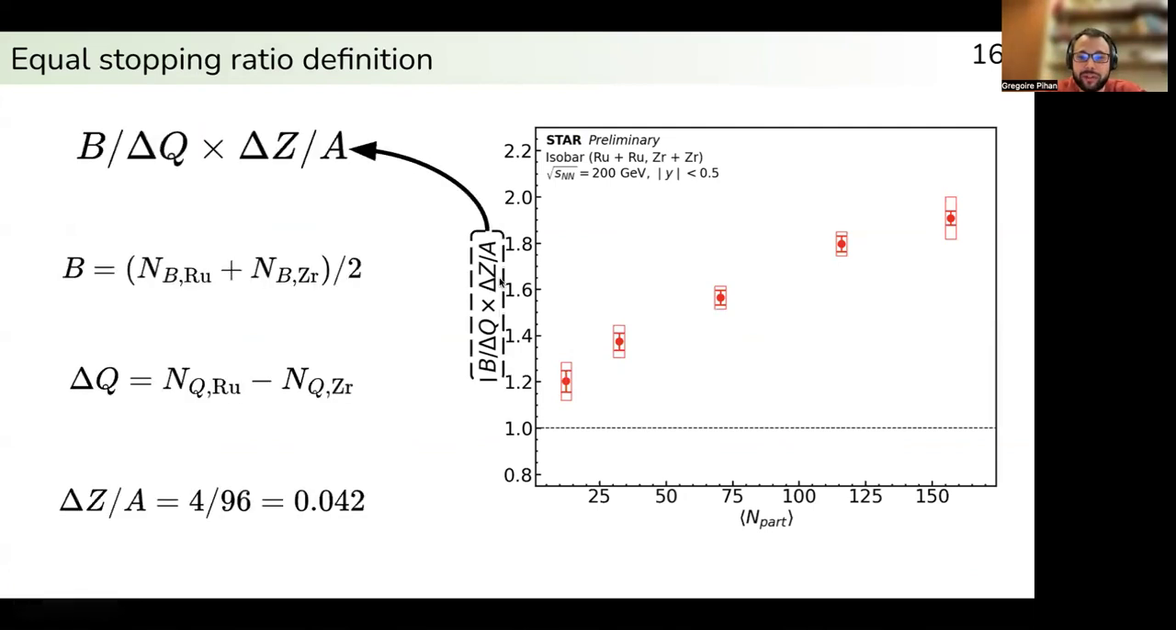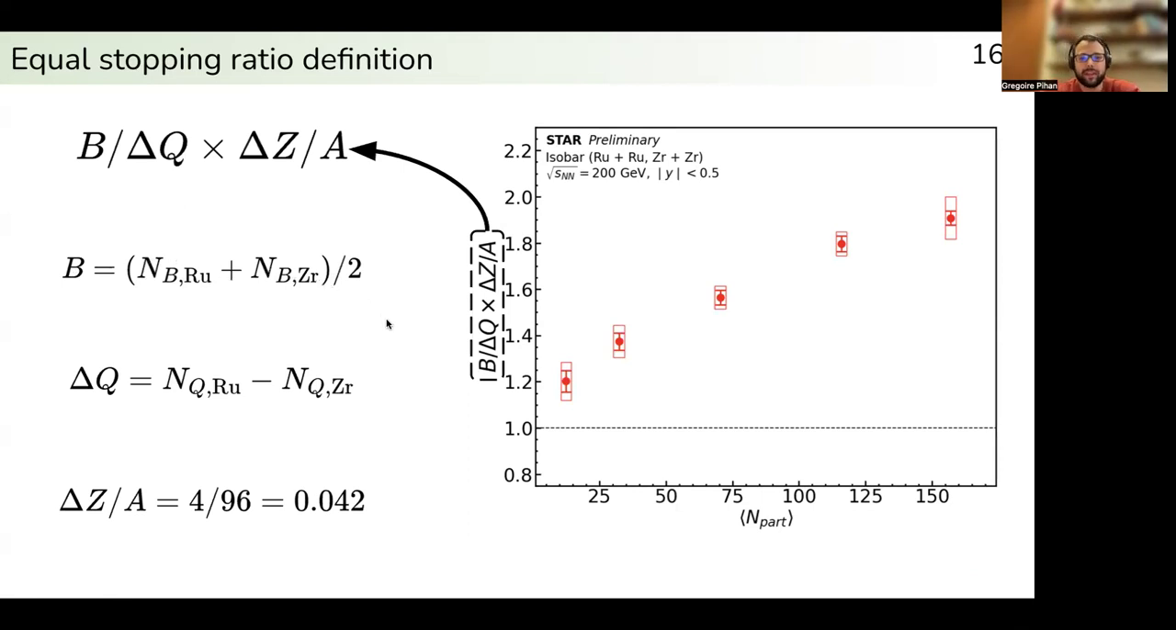And for this, I want to come back to the definition of this ratio that we have in these results from STAR. So it's basically B over delta Q times delta Z over A. The B here is defined as the net-baryon number measured at midrapidity in this range, plus the net-baryon number from zirconium, ruthenium plus zirconium, divided by 2. The reason why they do that is simply because this can increase the statistics. As you can think, you have twice as much as if you only consider the ruthenium or the zirconium.